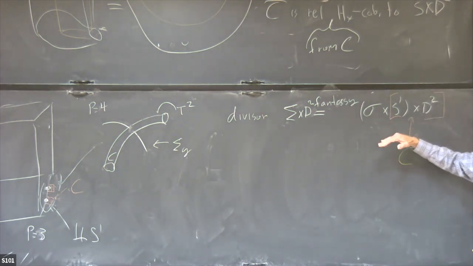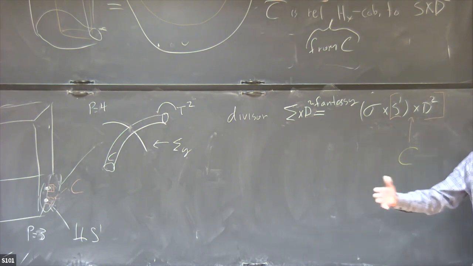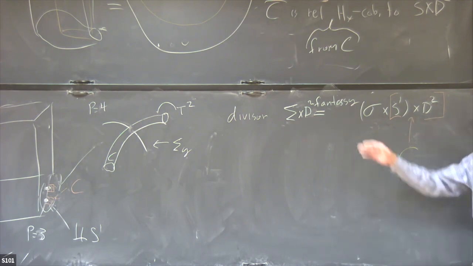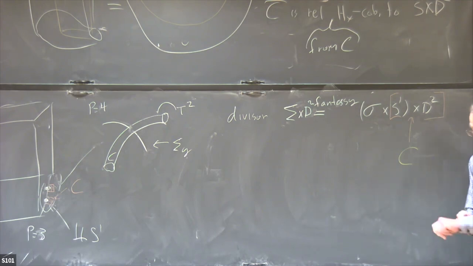Well, it doesn't. But if we just take the entire problem, as I said, and cross it with S1, then we get a divisor of one higher dimension. It's still codimension 2 because every dimension popped up by 1. But we just realize the fantasy by artificially adding the circle. So that's how you make the stable argument.